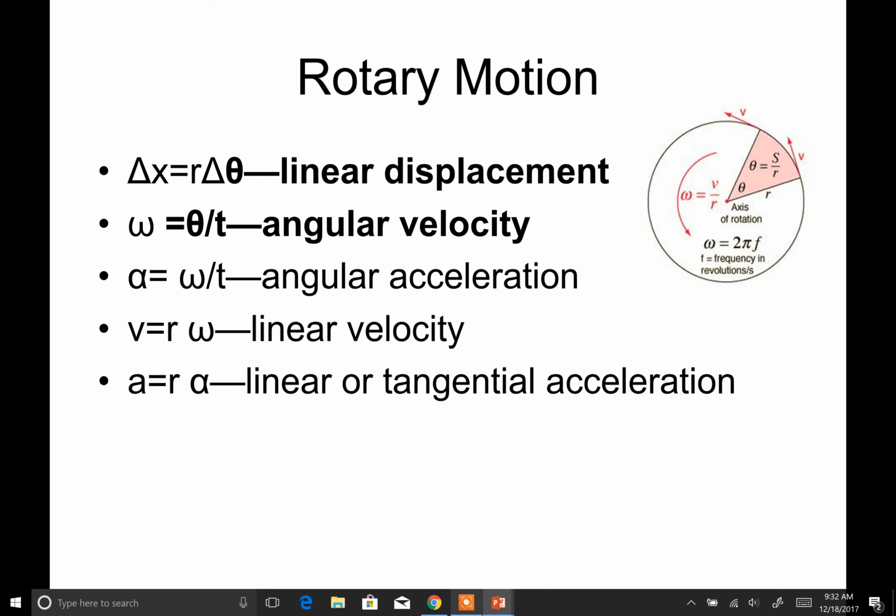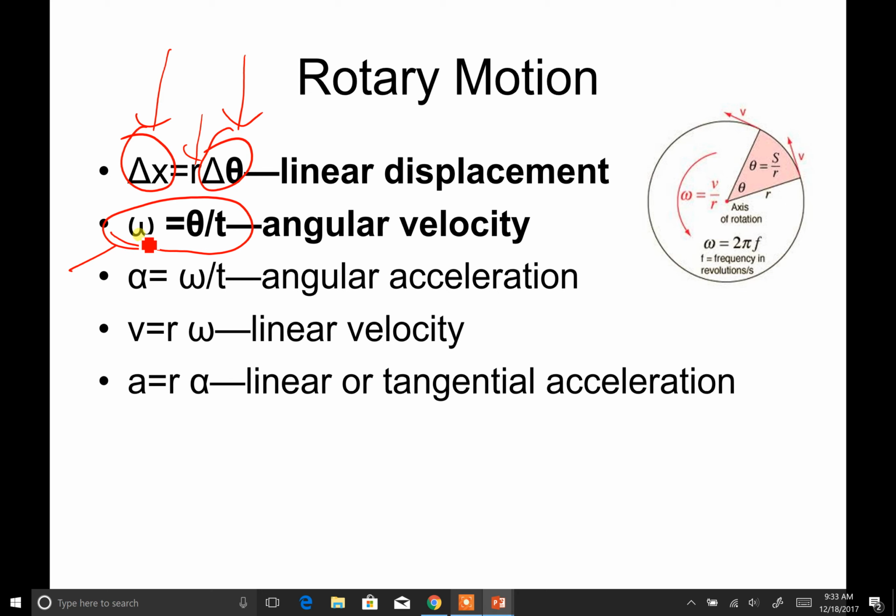There are some equations to be familiar with for rotary motion. Delta x is linear displacement. If you want to know the linear displacement of something going in a circle, you multiply the radius of the circle of rotation times the angular displacement. So this is the displacement in radians. If you multiply that by the radius, that gives you the displacement in meters.